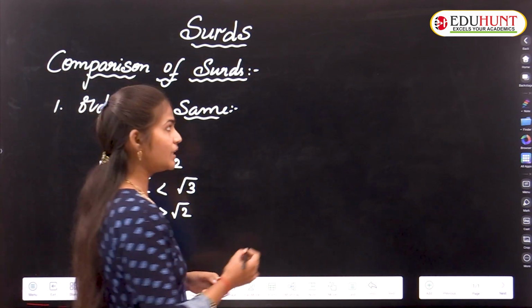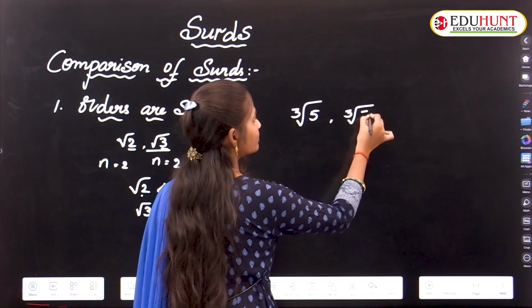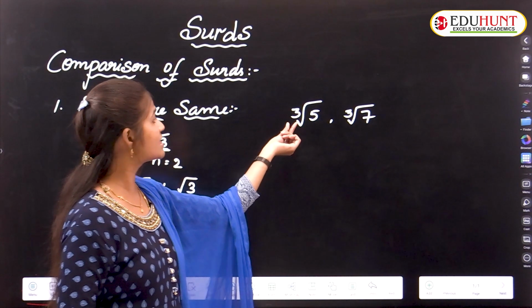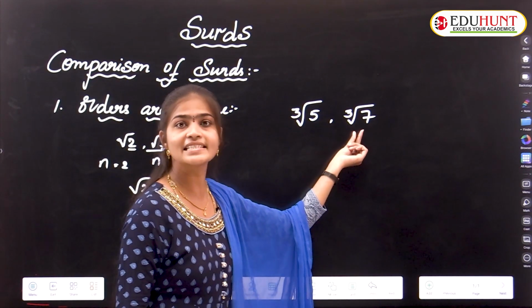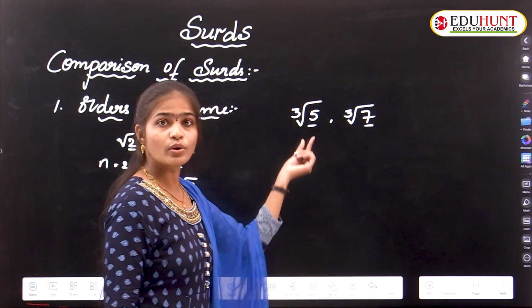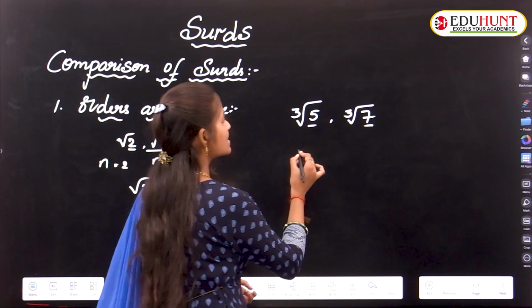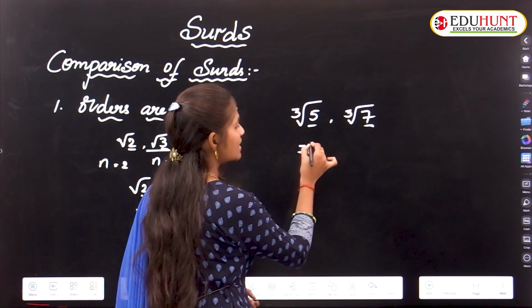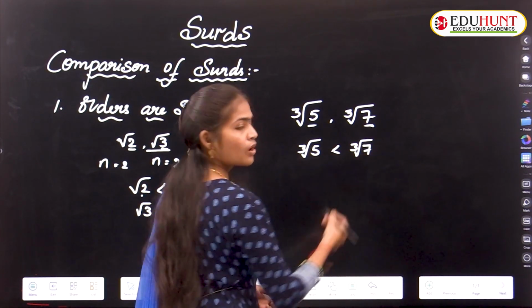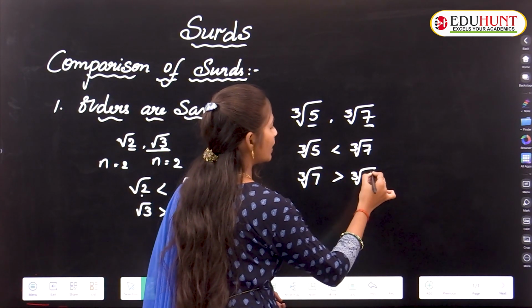If you take one more example, cube root of 5 and cube root of 7. Which one is greater? Again we have to check whether their orders are the same or not. Here the order is 3 and here also the order is 3. So the orders are the same, right? Now we need to see the radicands: the first radicand is 5 and the second is 7. Which one is greater? Here 7 is greater. So we can write cube root of 5 is less than cube root of 7, or else cube root of 7 is greater than cube root of 5.